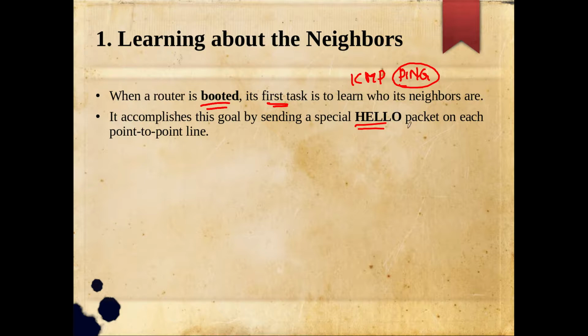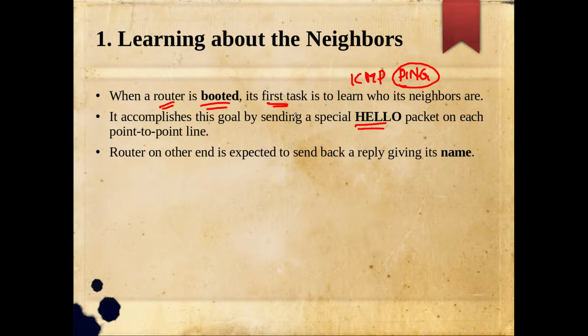So by sending special hello packets on each point-to-point line which is directly connected to that particular router which is newly booted up, it will get information about the neighbor. So how will it get information about the neighbor? The neighbor is expected to reply, right? So the router on the other end is expected to send back a reply giving its name.